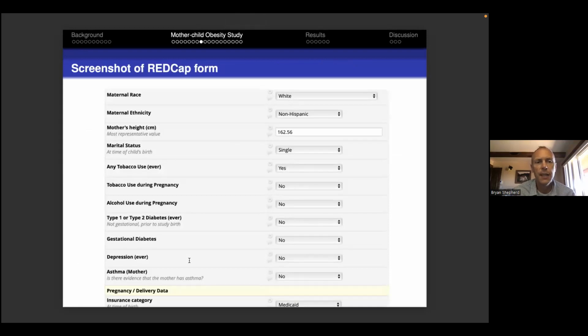So here's a screenshot of the REDCap form, or part of the REDCap form. And so really the research nurse went through and essentially, you could almost say, did double data entry. So she re-entered the data.